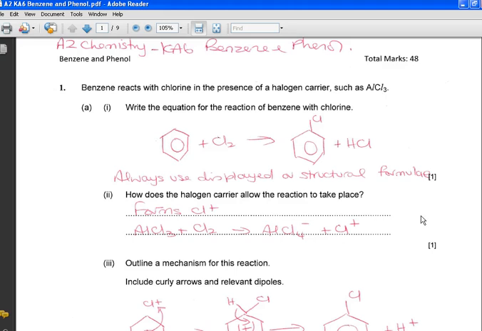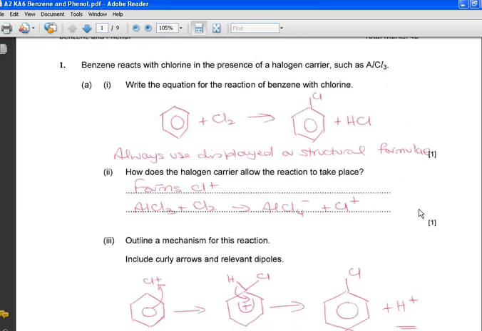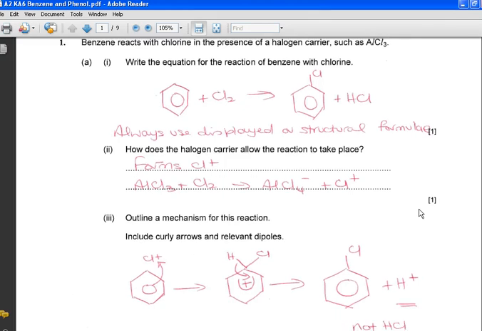If you're writing equations for these organic substances, use displayed or structural formulae. Don't just use the molecular formulae, okay? So really, you should really know this. This is the most basic equation of benzene, really.